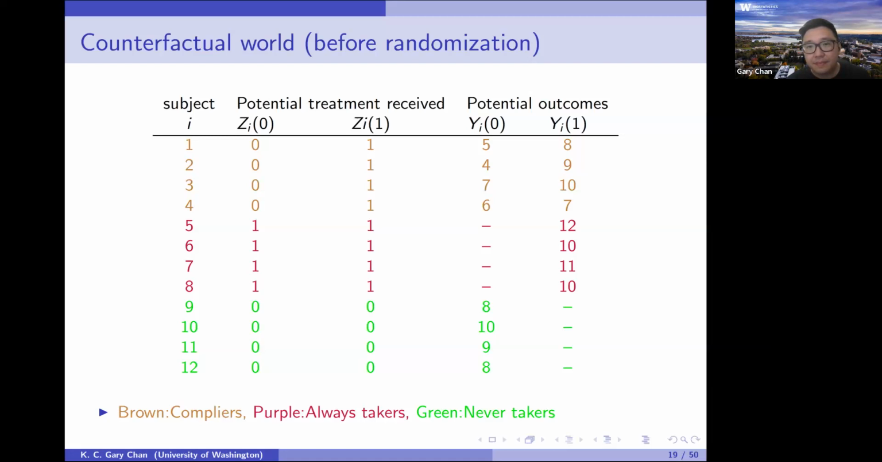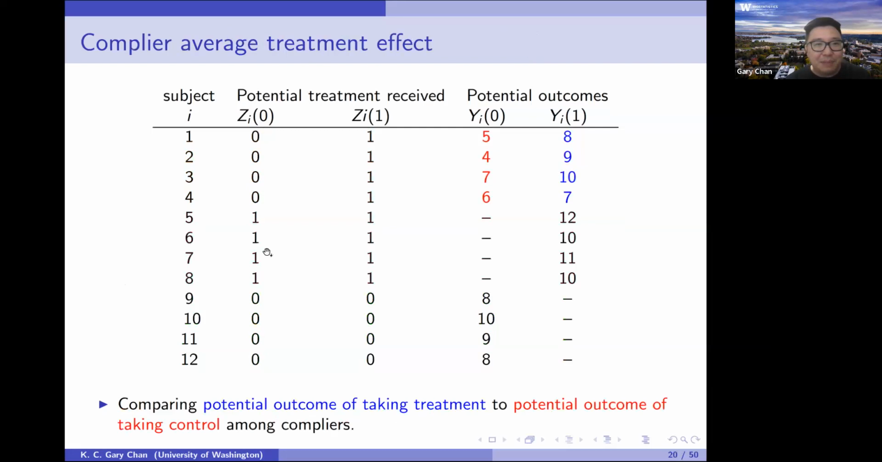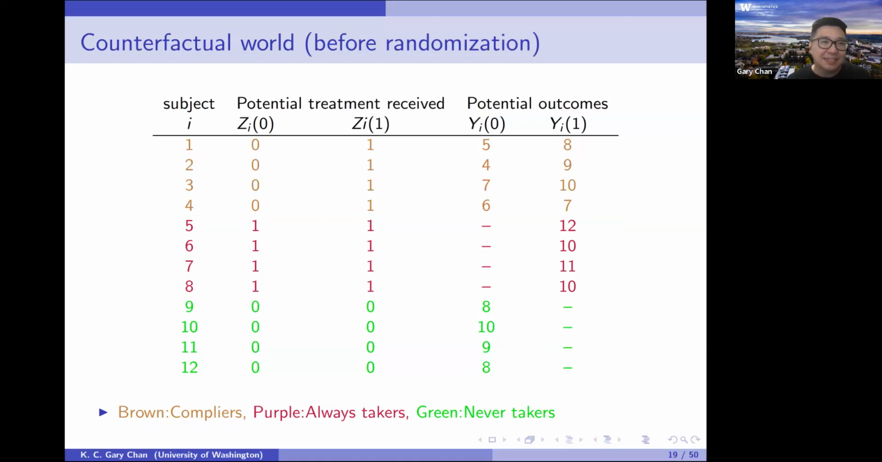But I think this is a good question. For some people this may be intuitive, but others don't really like the complier average, in fact, because you can't identify which individuals are compliant or not.